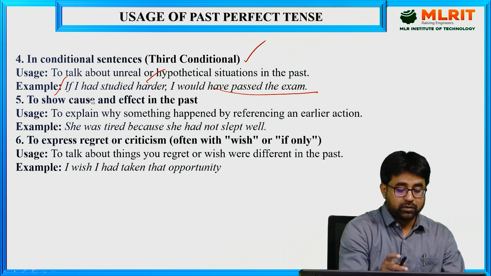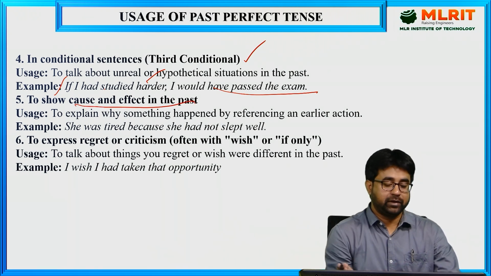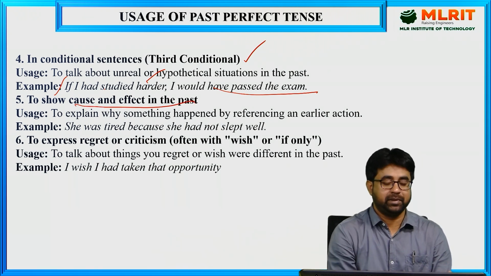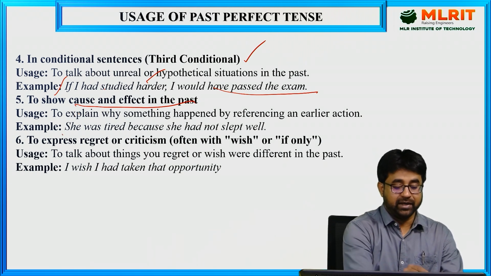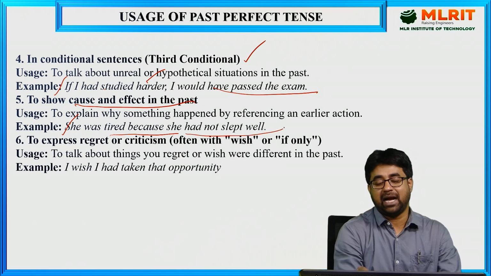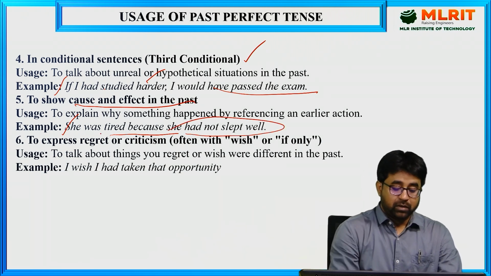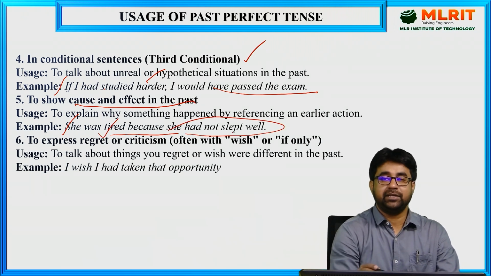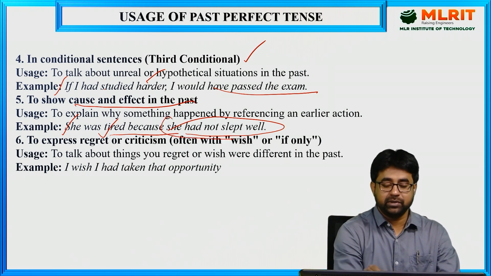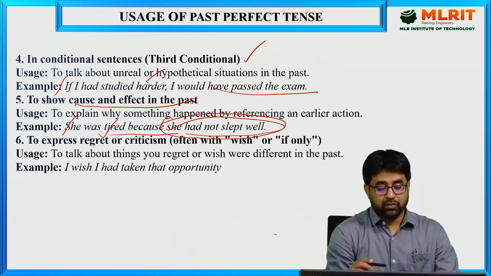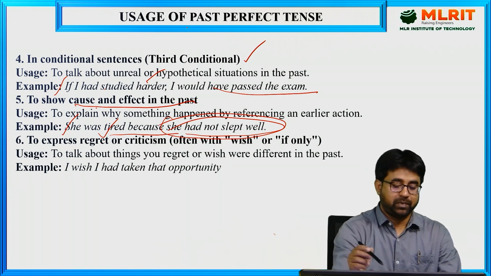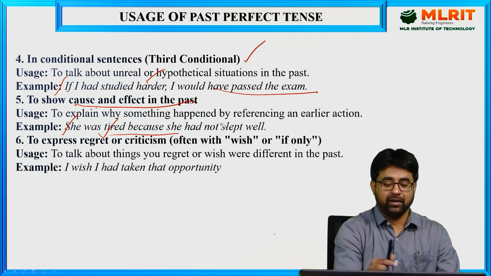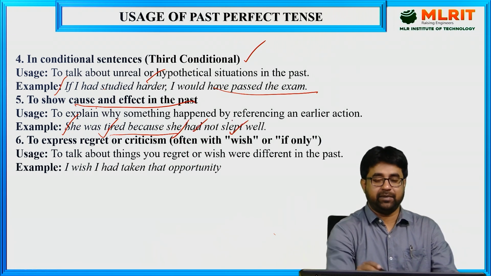To show cause and effect in the past. So if you're talking about a cause and effect kind of relationship in the past, then also we use past perfect tense. See here: she was tired because she had not slept well. So one was the result, the effect, and the other one is the cause. So in these kinds of sentences also we use what? In order to show cause and effect in the past, we use past perfect tense. That's why she had, subject plus had plus V3, slept, right?